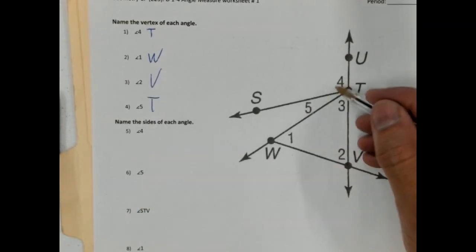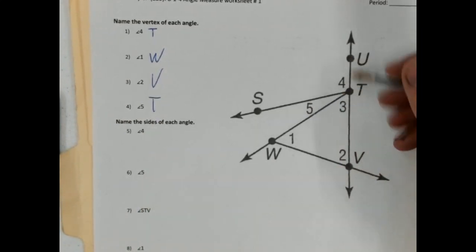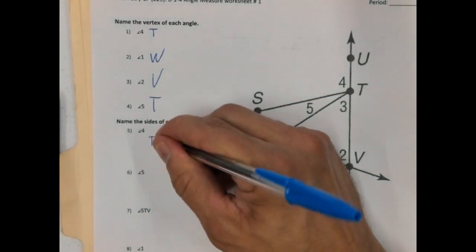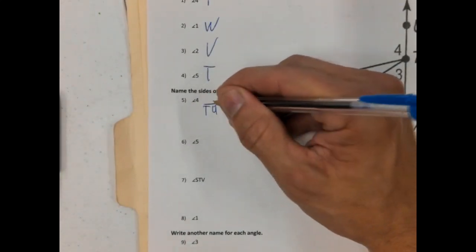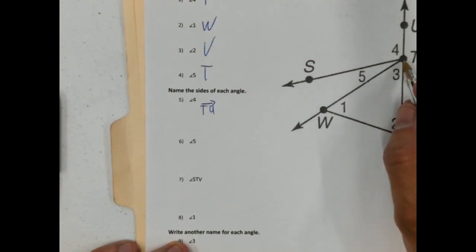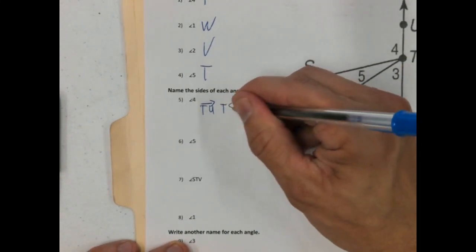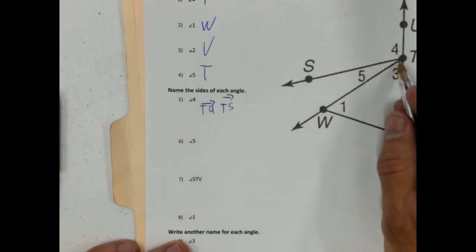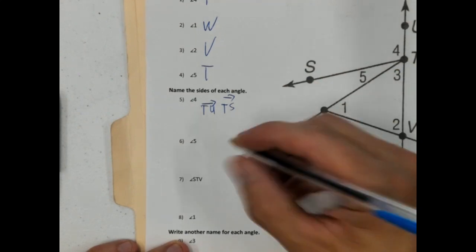Okay, name the sides of each angle. So angle 4 is right here, so this side here and this side here, so ray TU. We have to be careful with our notation, make sure we're writing this properly. So ray TU and ray TS. Angle 5, we're going to have ray TS and ray TW.